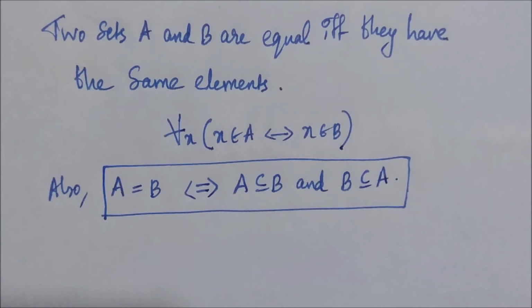Okay, think about it. We know that A is a subset of B, which means that every element of A is an element of B.